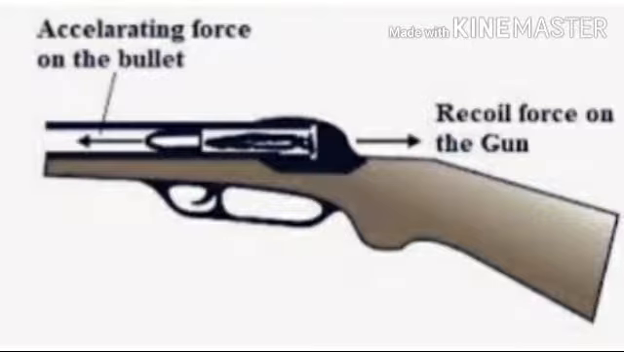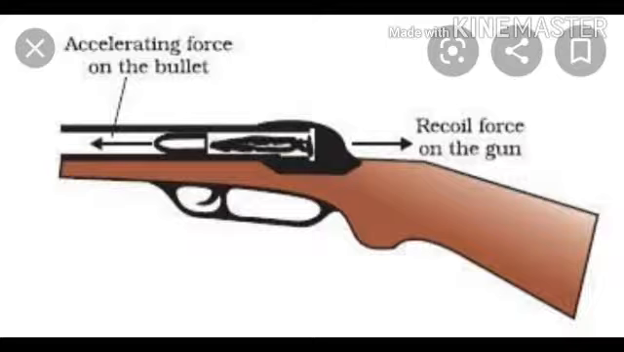When a gun is fired, it exerts a forward force on the bullet. The bullet exerts an equal and opposite force on the gun. This results in the recoil of the gun. So, a forward force on the bullet and recoil of the gun is the best example of Newton's third law. It is the best application of Newton's third law. Action equals minus reaction.